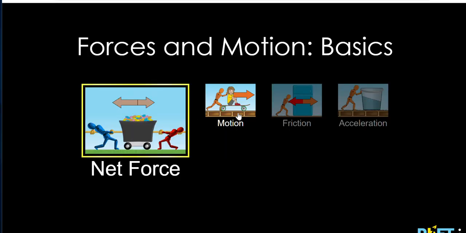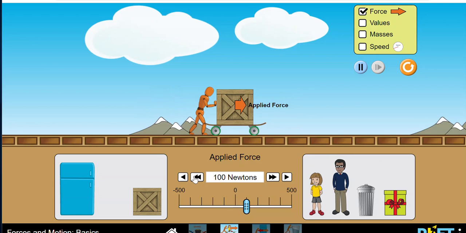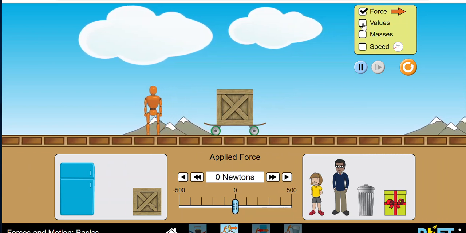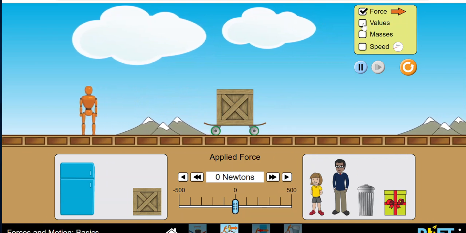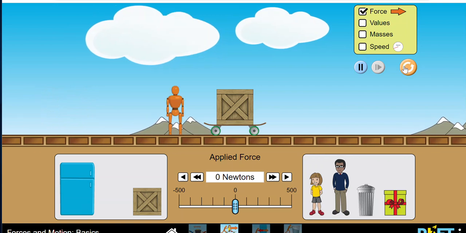Here we have the simulation. We're going to pick motion. We can apply force either to the right or to the left. For this simulation, for the experiment, I guess I should call it a simulation, we want to have our values, masses, and speed all set.